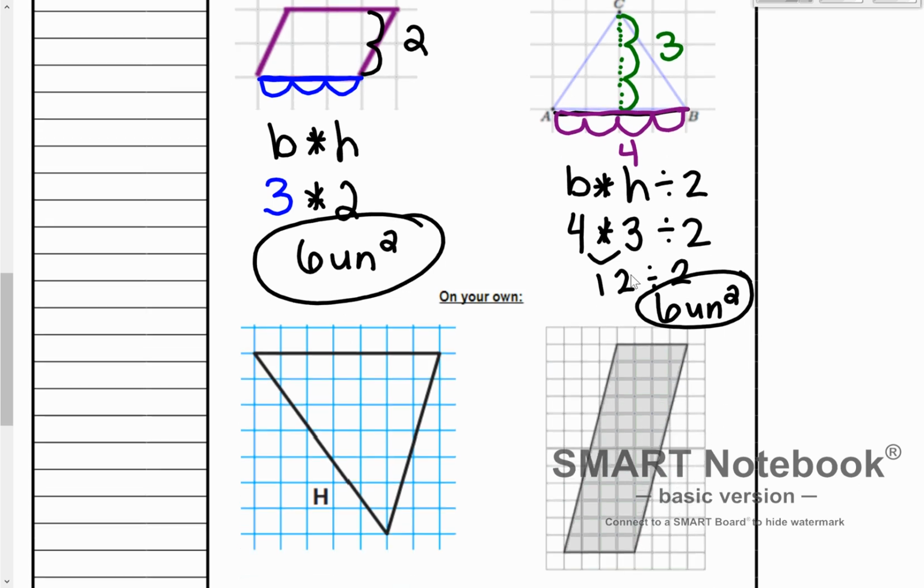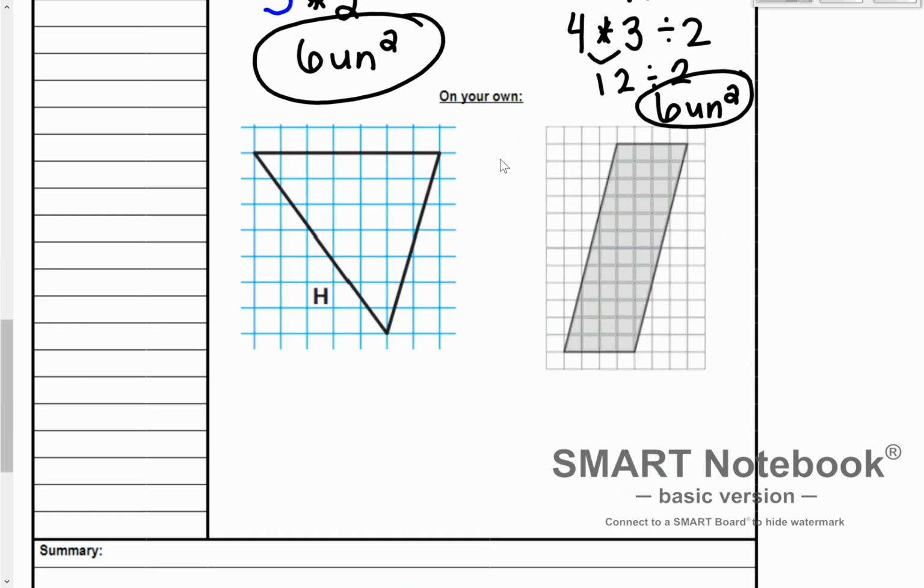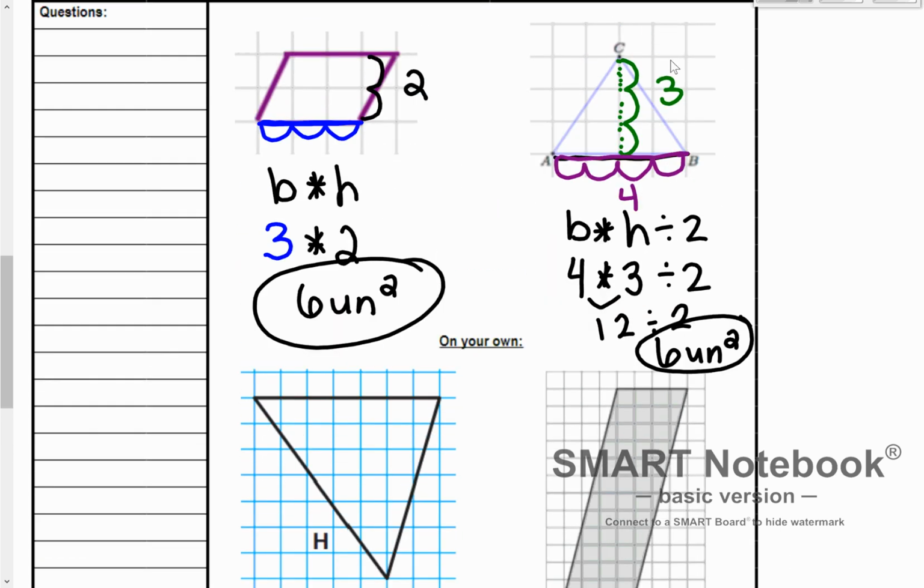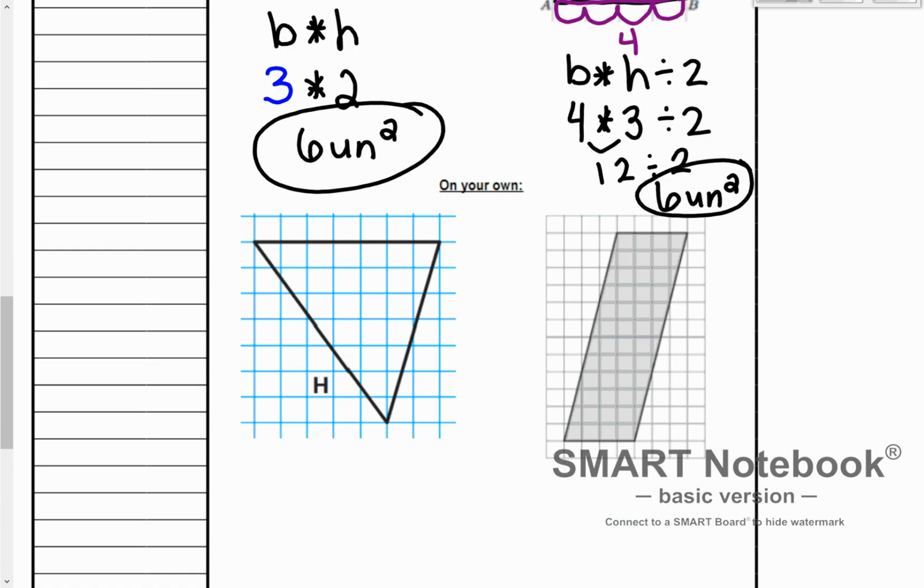If you have not already at this time, please pause the video and try these ones on your own. Don't let this triangle right here trick you. It is just flipped upside down. So you're basically just flipping this, what we just did, upside down. Okay, so our base is actually going to be up here at the top. So keep that in mind. All right, pause and try this one on your own.